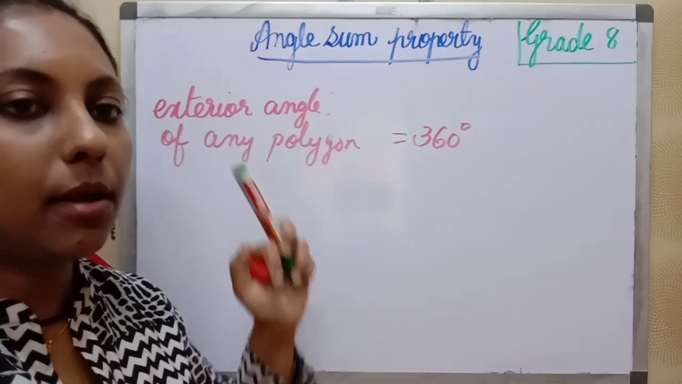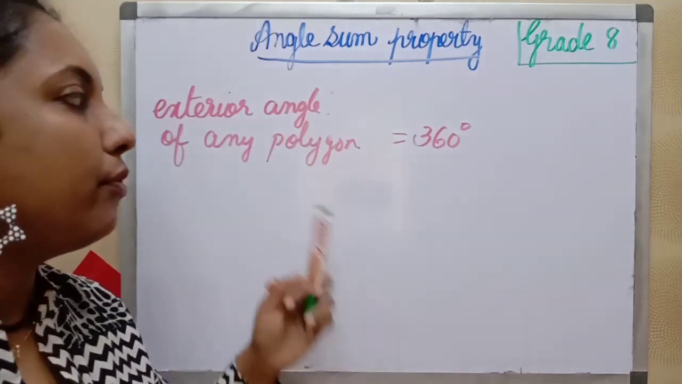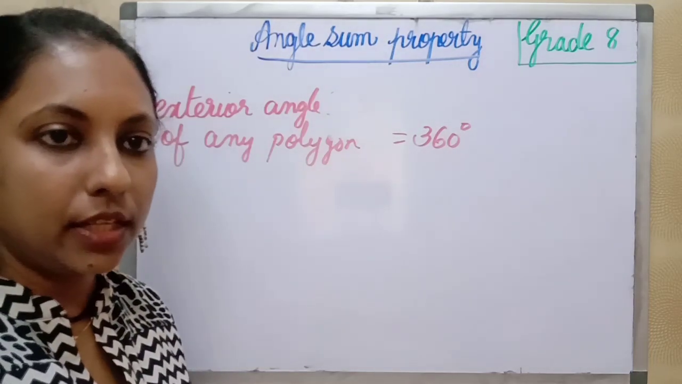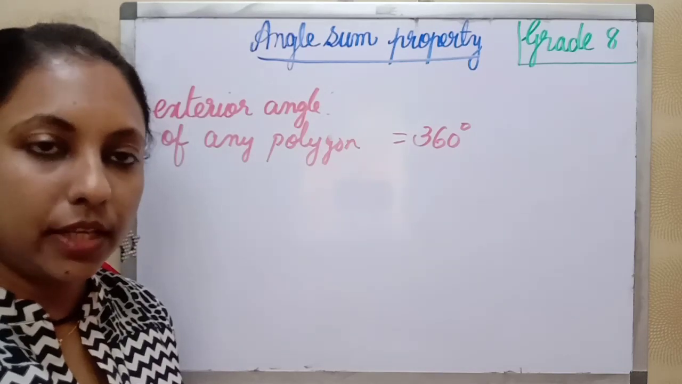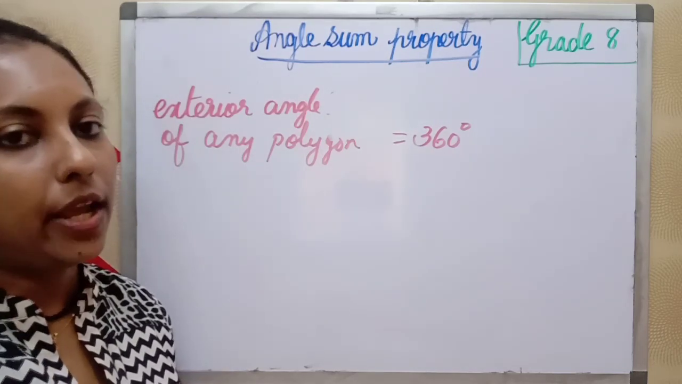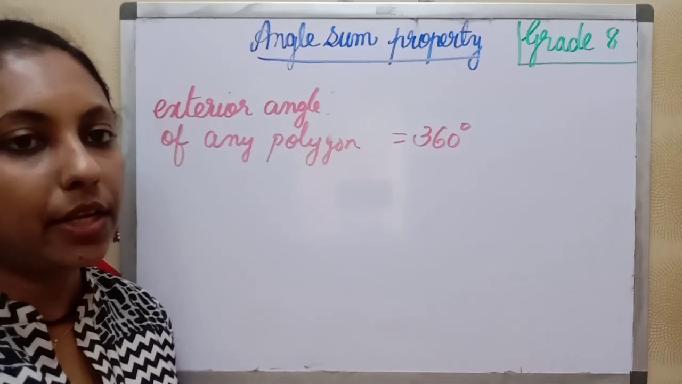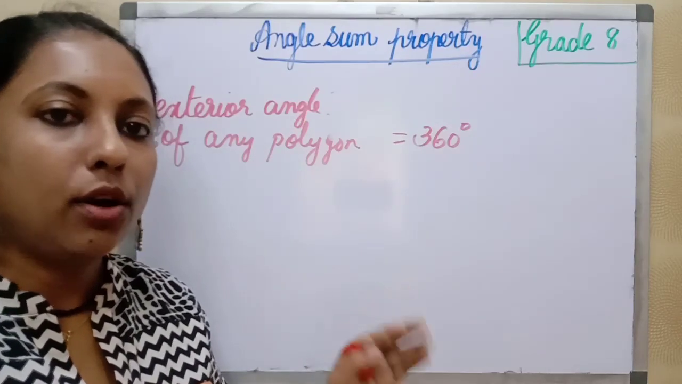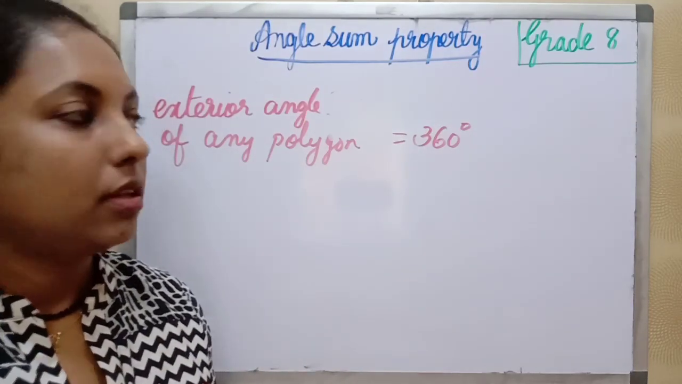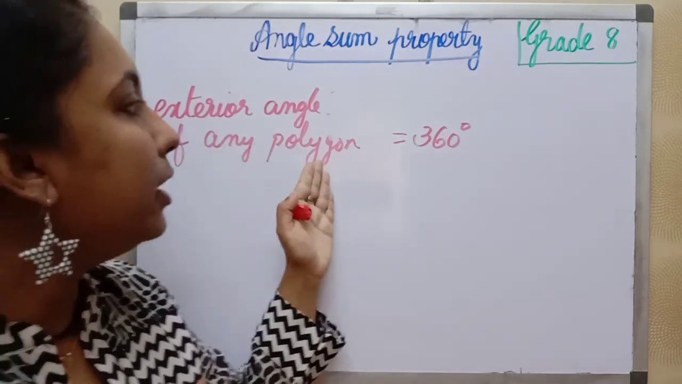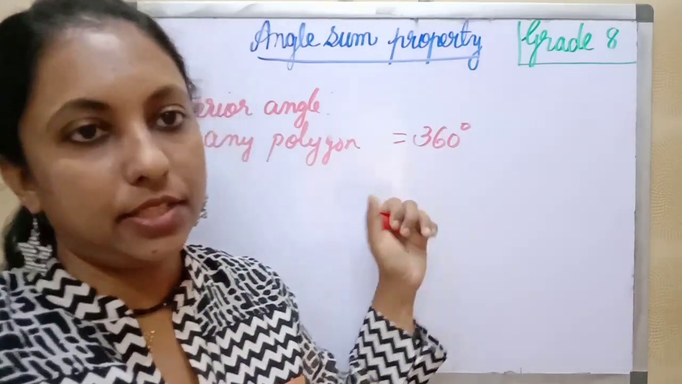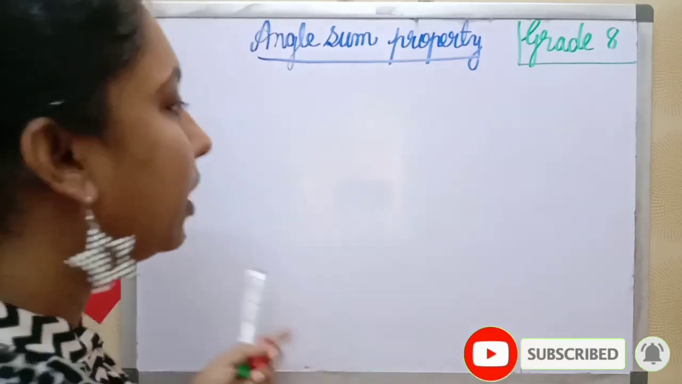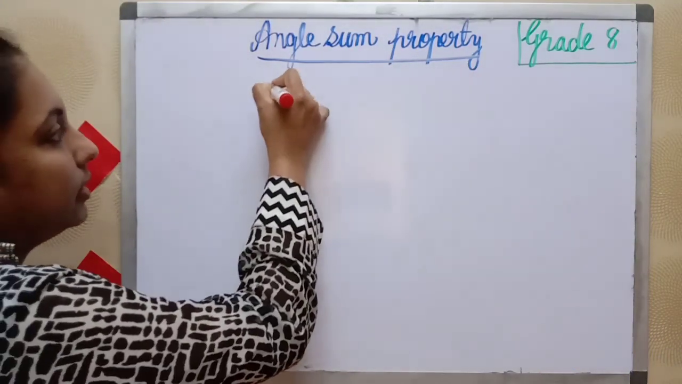So keep in mind: the sum of the exterior angles of any polygon is 360 degrees, and the sum of the interior angles of a triangle is 180 degrees, of a quadrilateral 360 degrees, and of a pentagon 540 degrees. We can substitute the value of n in (n minus 2) into 180 and get the sum of the interior angles of any polygon.